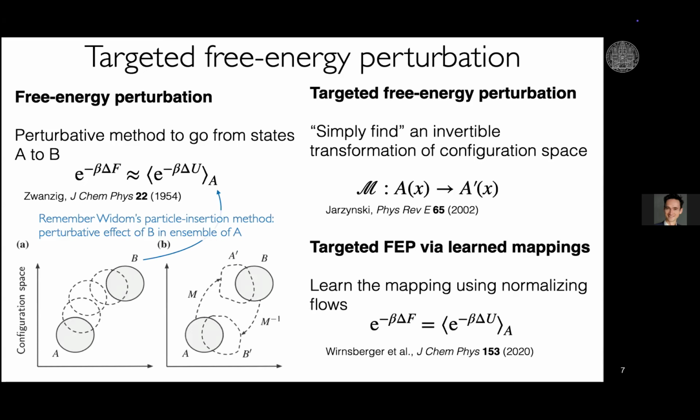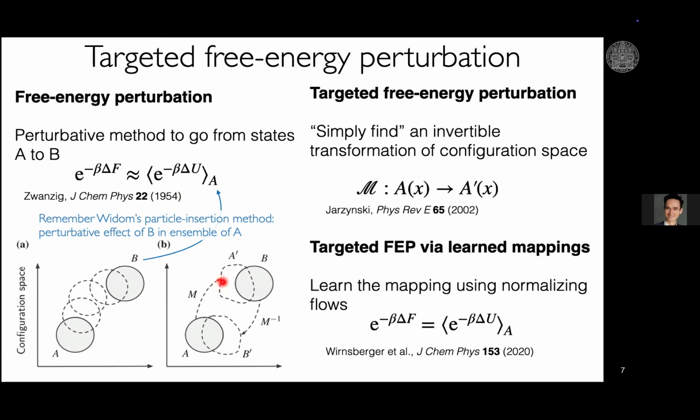Another idea that was proposed by Jarzynski about 20 years ago was to say, well, what you could do is take the distribution of A, and what we really need is a high overlap with B. And so nobody prevents me from trying to find a transformation that takes me from A to a distribution A prime, which has a large configurational overlap with B. And if there is high overlap between A prime and B, then this perturbative method will work really well.